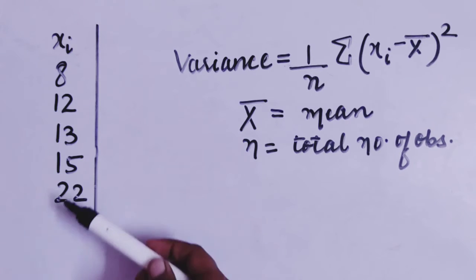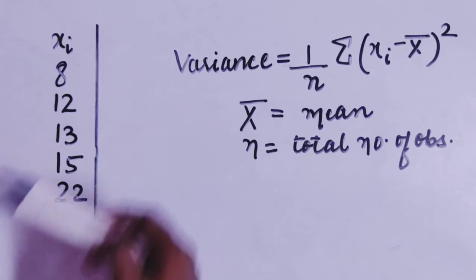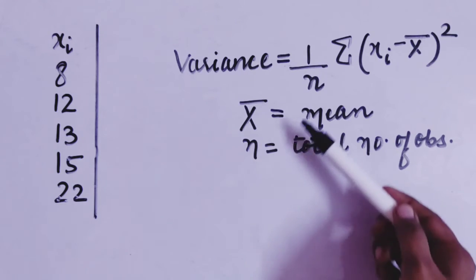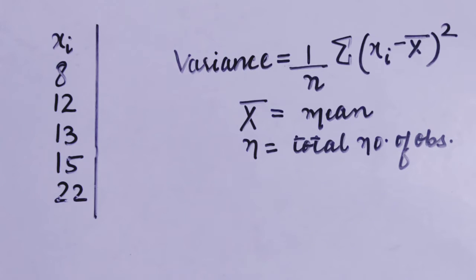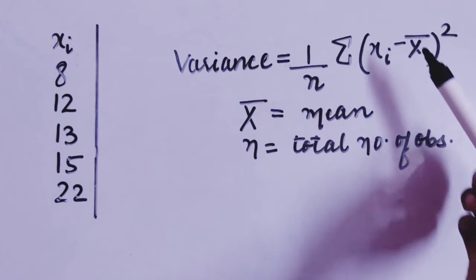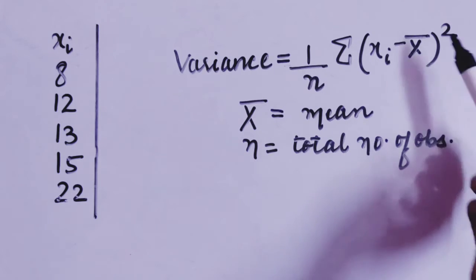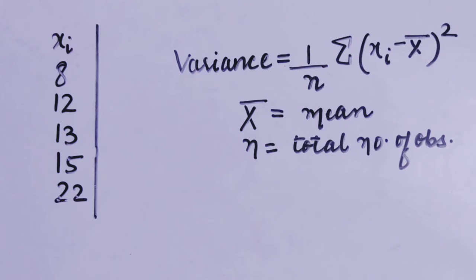Like this is the observation. This is the individual distribution. So what we will do first, we will find out the mean. And after finding the mean, we will take the deviation from x, matlab from all the observations. And afterwards, we will square all of them. We will square all the deviations which we have taken from the mean. And after squaring, we will divide that by the total number of observations.